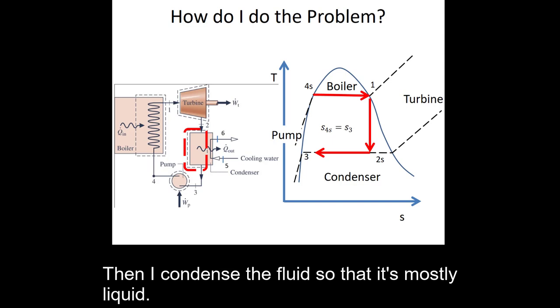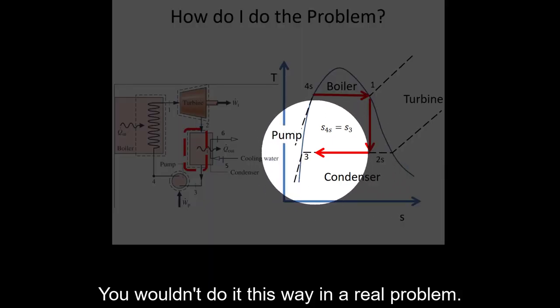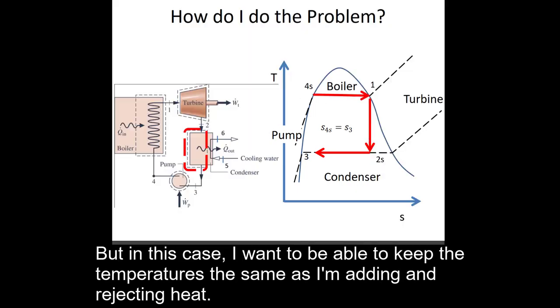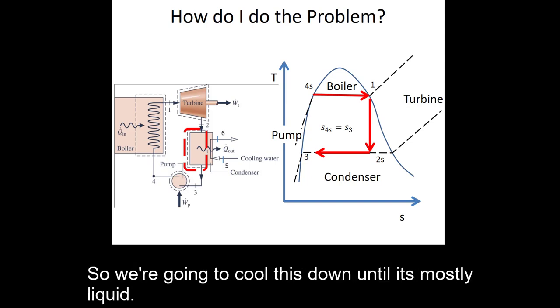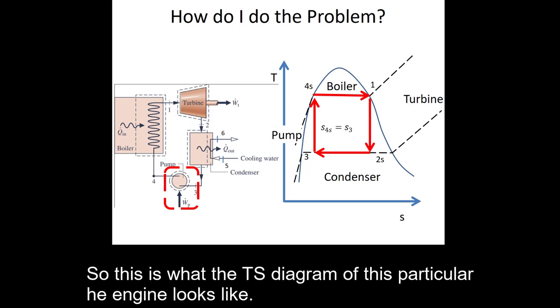Then I condense the fluid so that it's mostly liquid. You wouldn't do it this way in a real problem. But in this case, I want to be able to keep the temperatures the same as I'm adding and rejecting heat. So we're going to cool this down till it's mostly liquid. And then we're going to run through an ideal pump, which again is a vertical line because it will be isentropic. So this is what the TS diagram of this particular heat engine looks like.